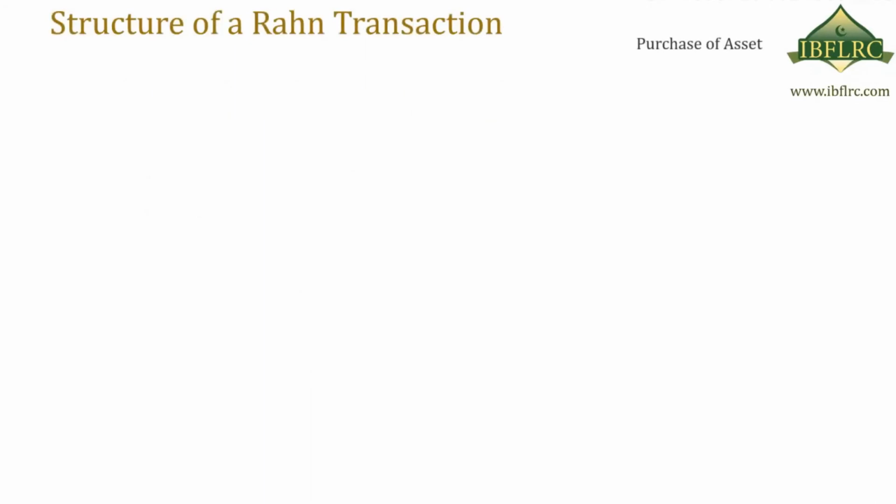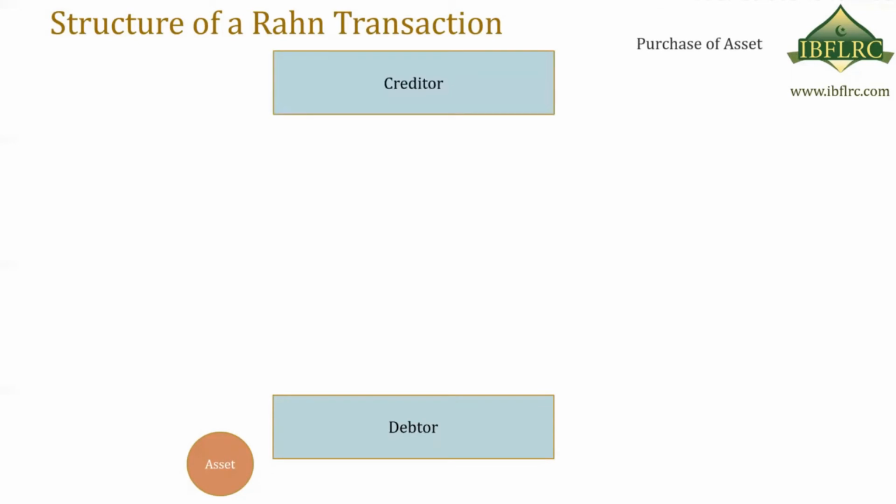Here we'll cover the life cycle or structure of a Rahn transaction. A person who is in need of funds and happens to have an asset, we'll call him the debtor for our understanding, finds a person or an entity with surplus funds who can loan him the money against the surety or pledging of his asset. They negotiate the terms of the contract.